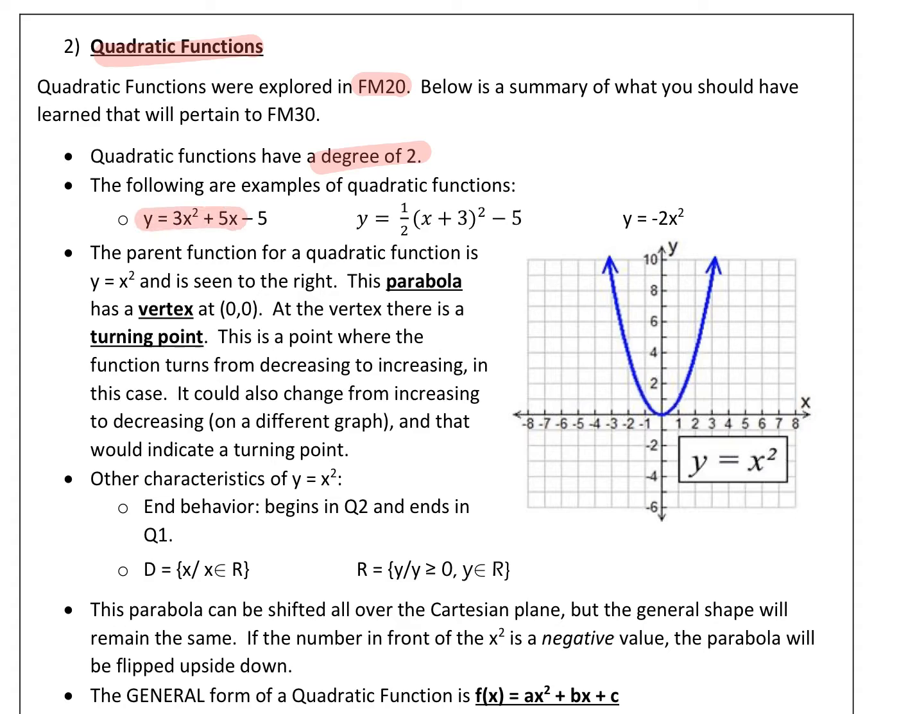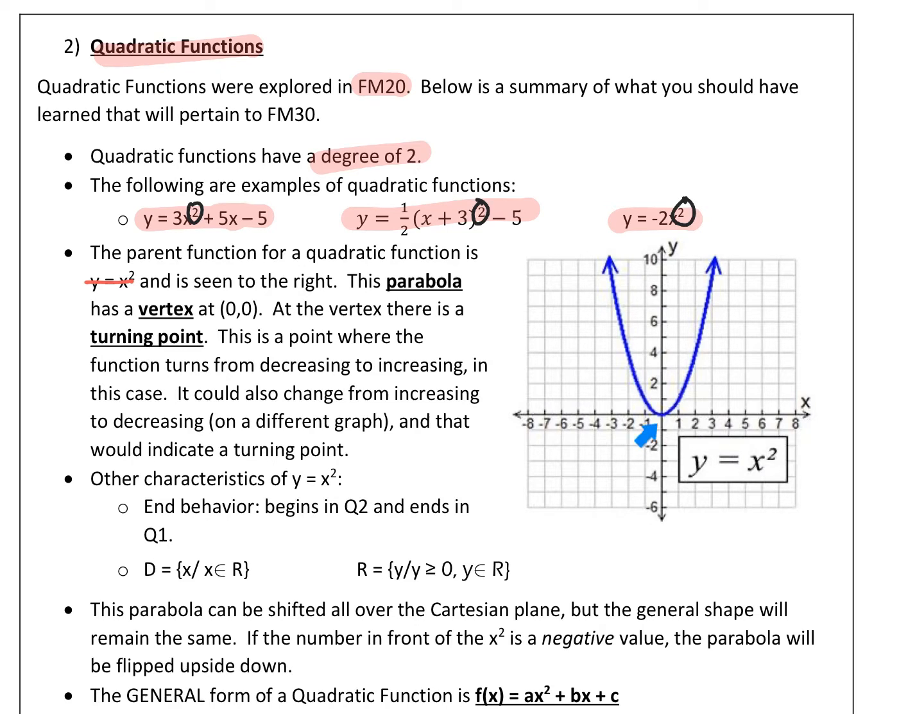So some of these: 3x squared plus 5x minus 5, 1/2 x plus 3 squared minus 5, y is equal to negative 2x squared. These are all equations of quadratics because we see that we have the power of 2. That's what makes it. And when we have a quadratic function, we get a parabola. The parent function is y is equal to x squared. That is graphed over here on the right.